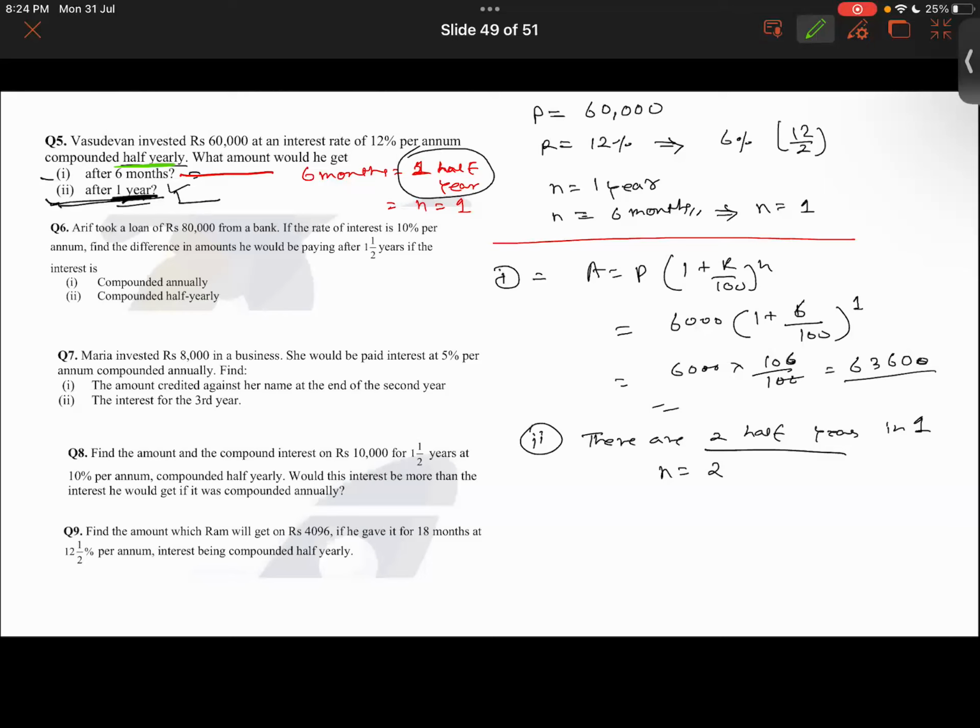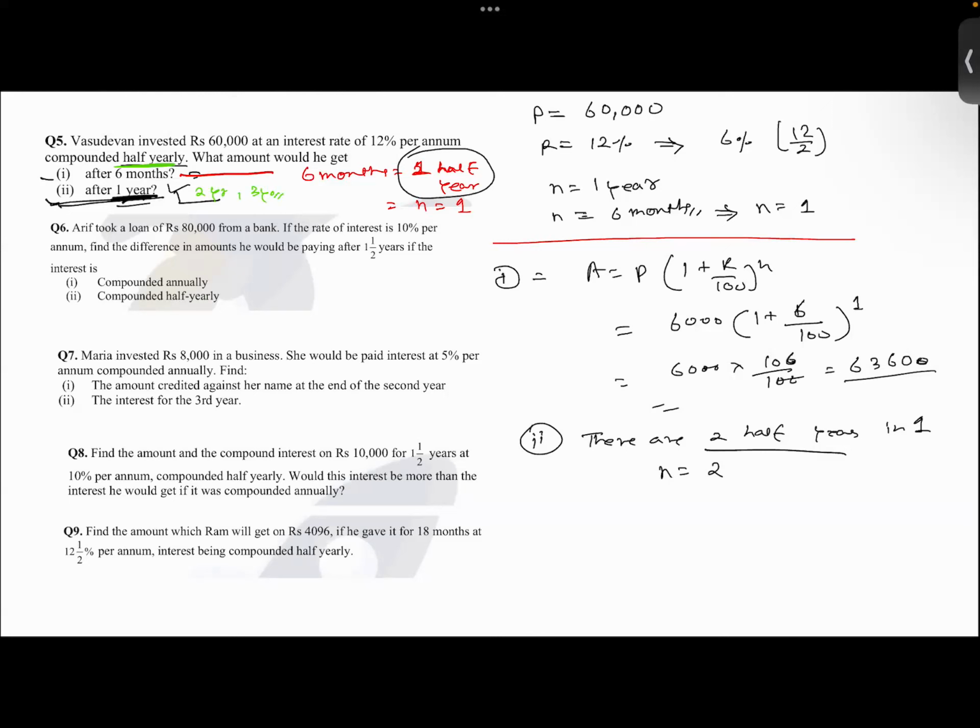Getting it, Arhan? That's why, even if the question is in complete years, whether it's 1 year, 2 years, or 3 years, you have to calculate it on the basis of half years. You have to see how many half years are in 2 years. In one year, there are 2 half years, so you will be taking N as 2. In 2 years, there are 4 half years. So here you will be taking N as 4. Is this getting cleared?